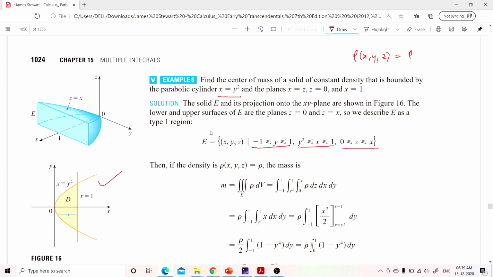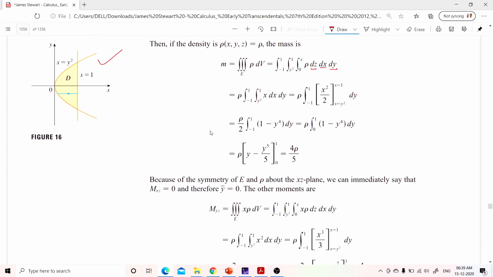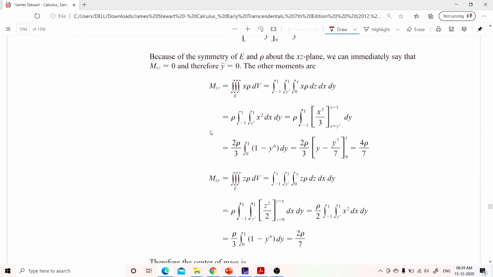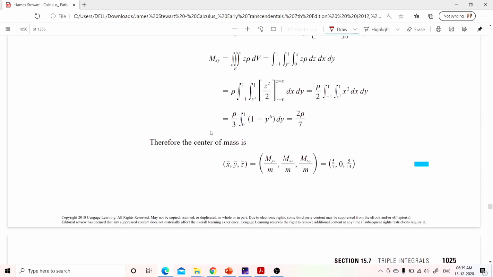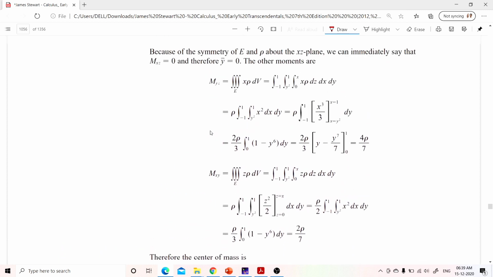So from this you may very well see that first you can integrate with respect to z, and then come to x, and finally with respect to y. So when you find all these things, you just do the integration, find the mass. Once you find the mass, then find the center of mass, and finally we are asked to find out the center of mass. Yes, once we find all these things, we can plug here.